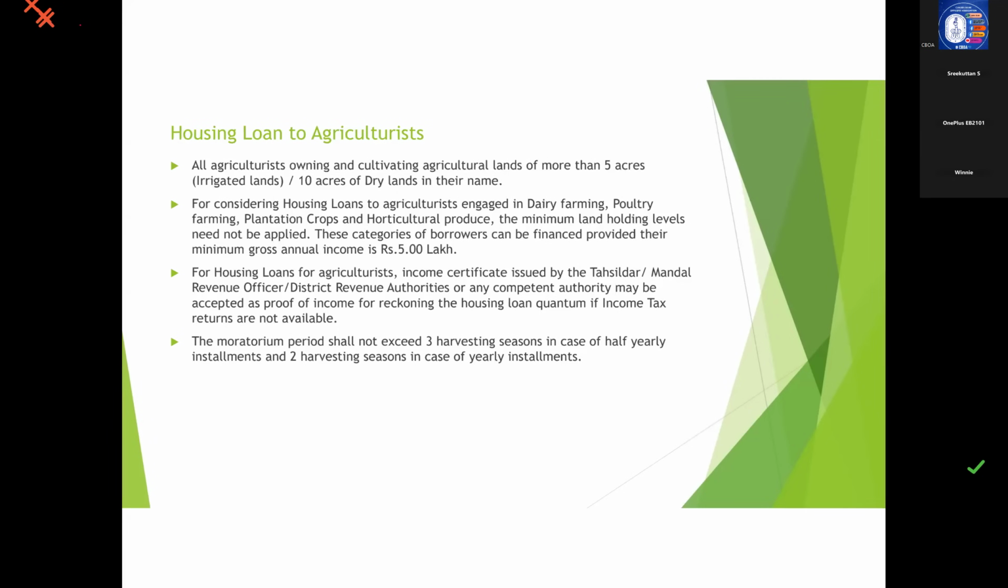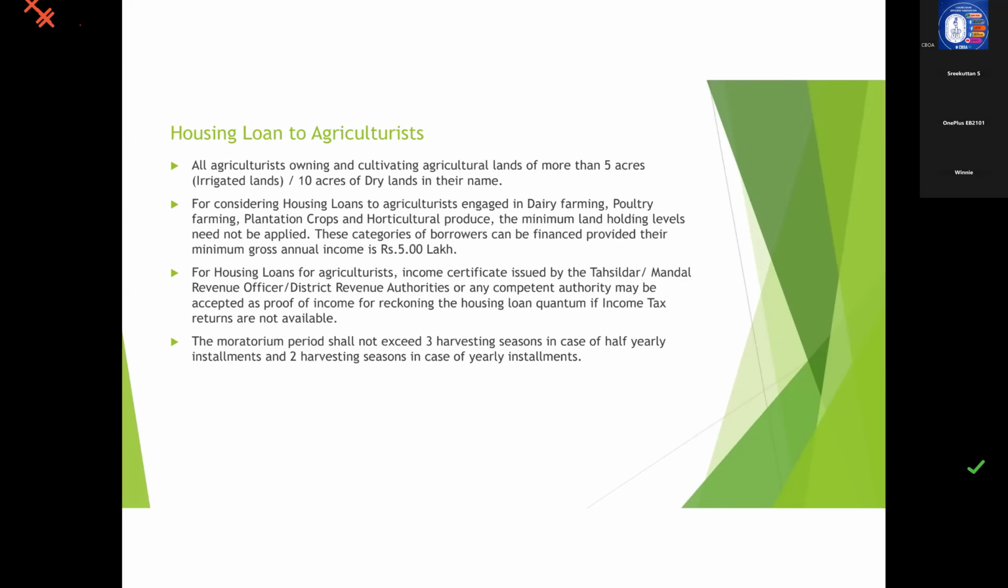Now, what is the moratorium period? Moratorium period is slightly different here. In the case of housing loan agriculturist, the moratorium period is 3 harvest seasons in case of half-yearly installments and 2 harvest seasons in case of yearly installments.